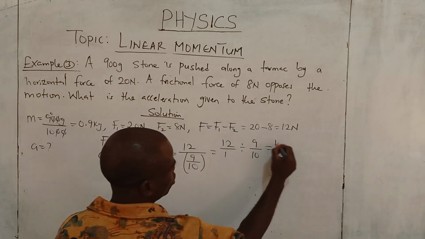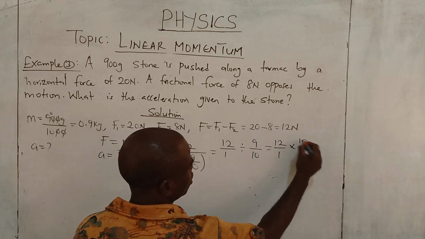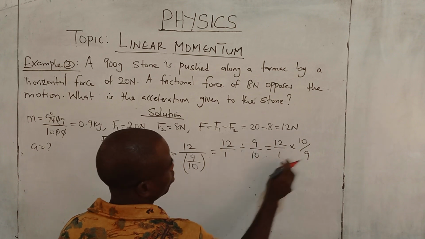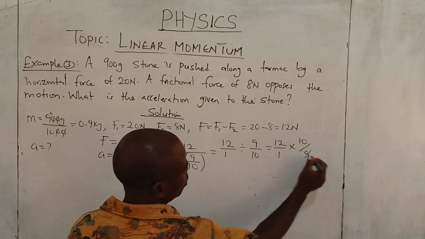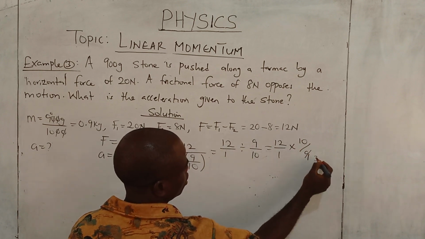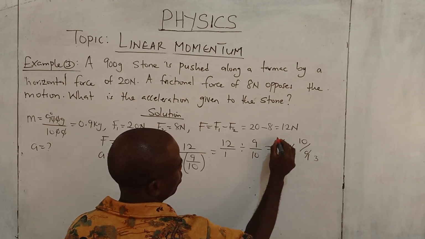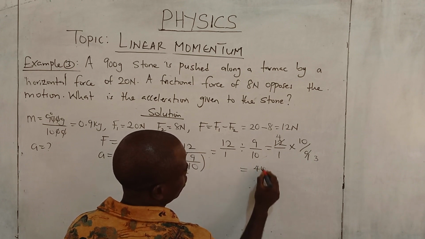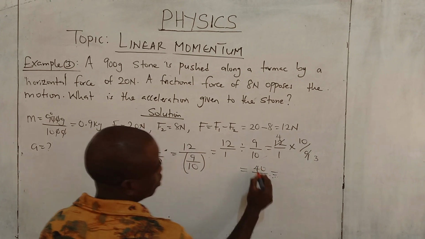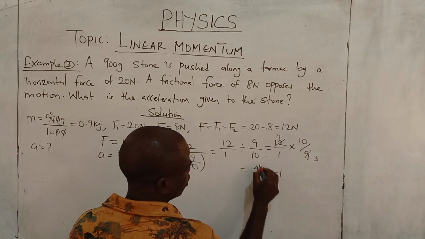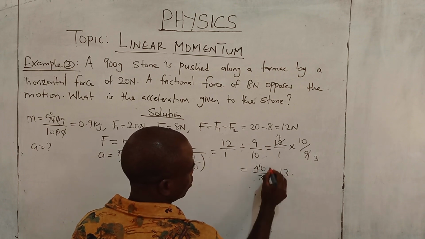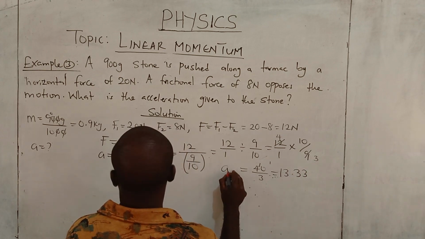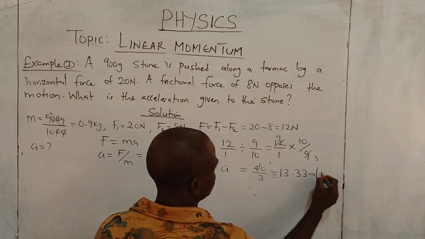Change it to multiplication. 12 over 1 times 10 over 9. Turn it upside down, 9 will come down, 10 will go up. Now you are changing it to multiplication. 3 in 3, 1. 3 in 9, 3. 3 in 12, 4. Which equals 4 times 10, 40 divided by 3. 3 goes in 4, 1. 3 goes in 10, 3. 3 goes in 3, 3 like that. Solution is 13.33 meters per second squared.